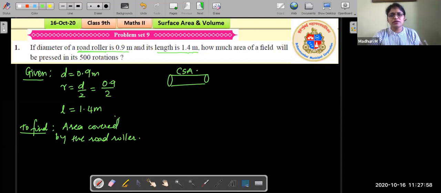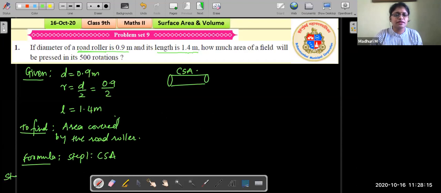Second thing, what is the formula? It has to be the curved surface area, right? And now the next thing, the formula. What will be the formula that we use here? Of course, step 1, we need to find the curved surface area, and then step 2, we need to find the area.